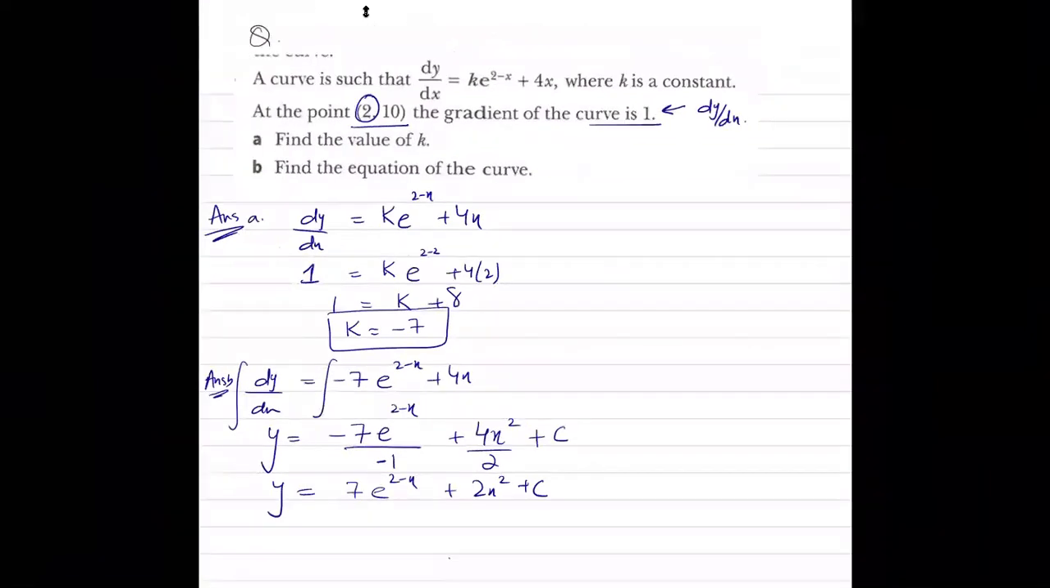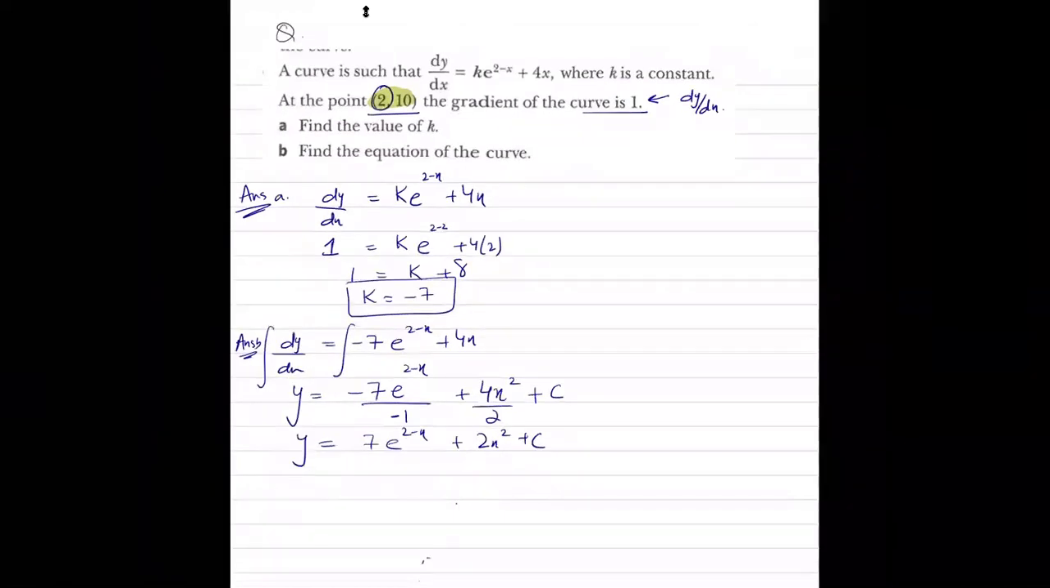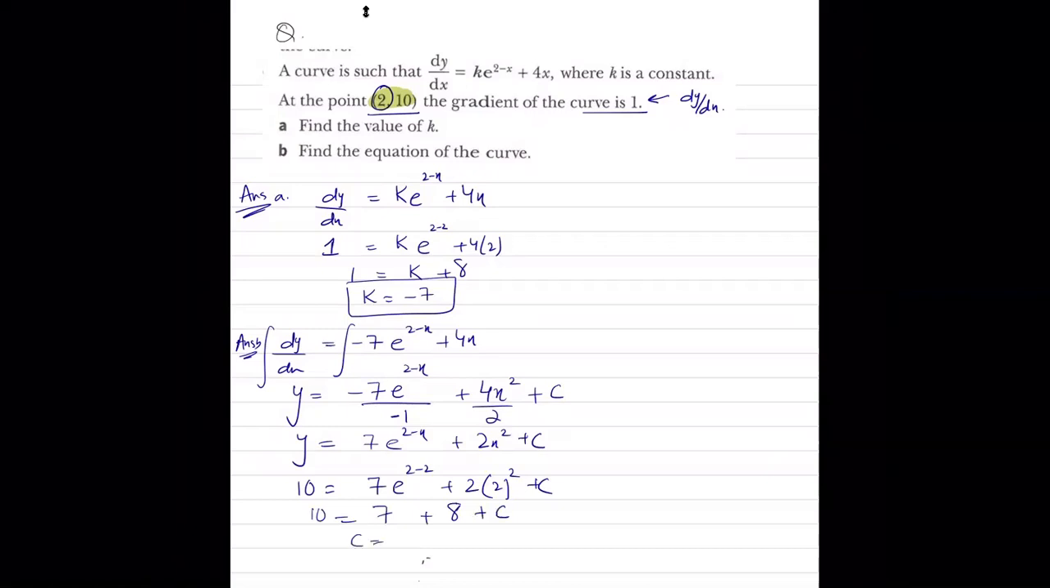To find the value of c, do I have the coordinate on the curve? Yes, 2 comma 10. So when y is 10, x is 2. This brings us the value of, what is the value of c coming then? Minus 5. Minus 5. Good. So therefore, the equation of the curve is going to be y equals 7 e to the power of 2 minus x plus 2x squared plus, sorry, negative 5.